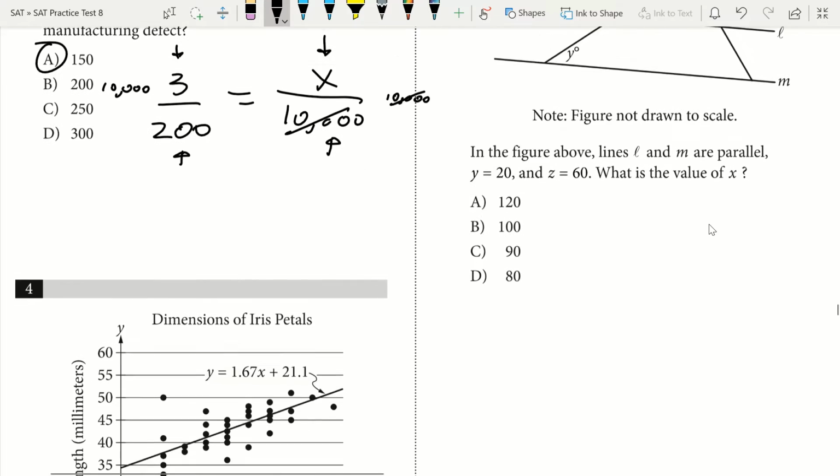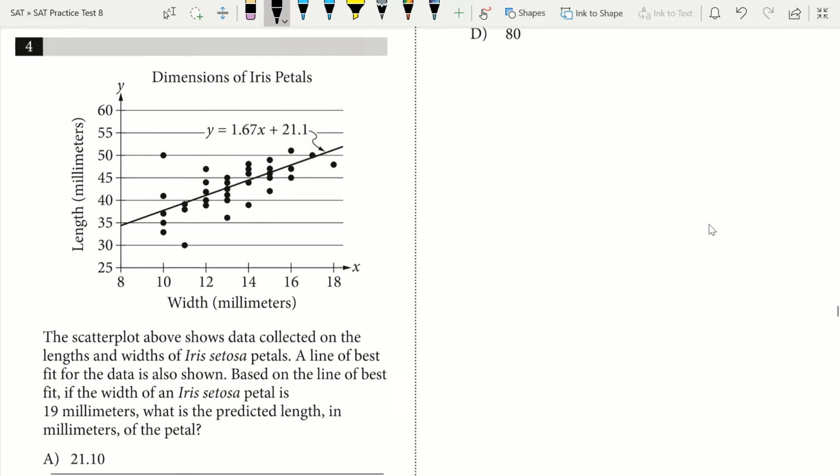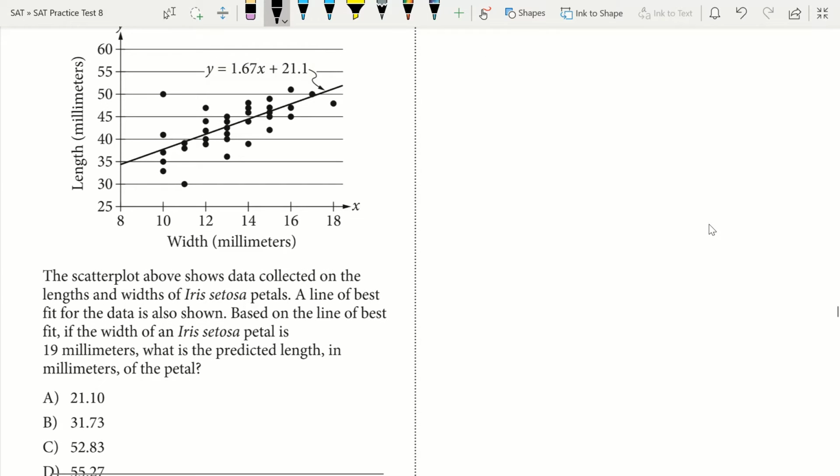All right, question 4. Dimensions of iris petals. The scatter plot above shows data collected on the lengths and widths of iris setosa petals. A line of best fit for the data is also shown. Based on the line of best fit, the width of an iris setosa petal is 19 millimeters, so that's going to be about right here. What is the predicted length in millimeters of the petal?